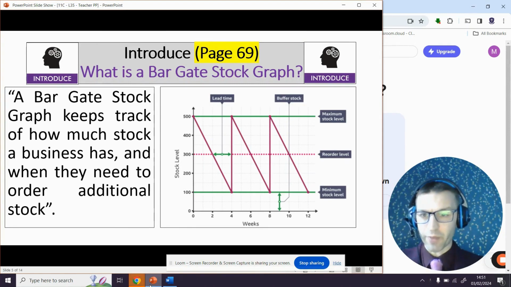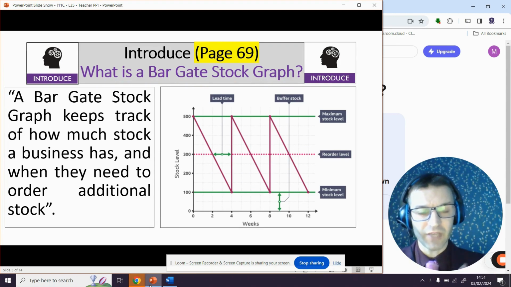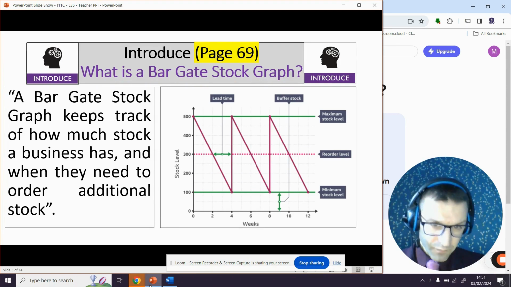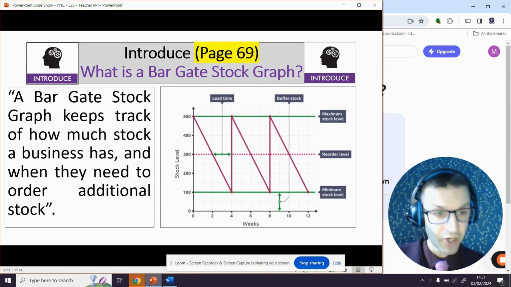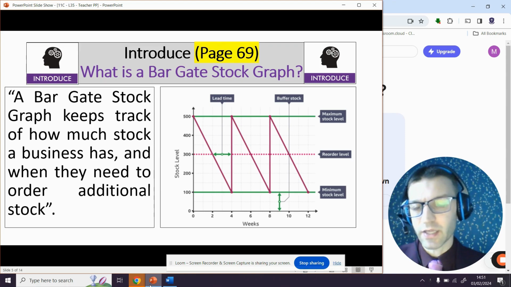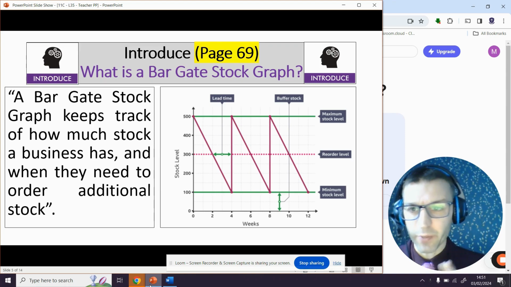We're looking at topic 1.3, and we're going to home in today on what a bar gate stock graph is. This is an integral part of the course. If you can get these sort of questions into your head now, chances are with calculation style questions, you'll feel a lot more confident in your exam. So let's hit it and see if we can get this topic area nailed this afternoon.